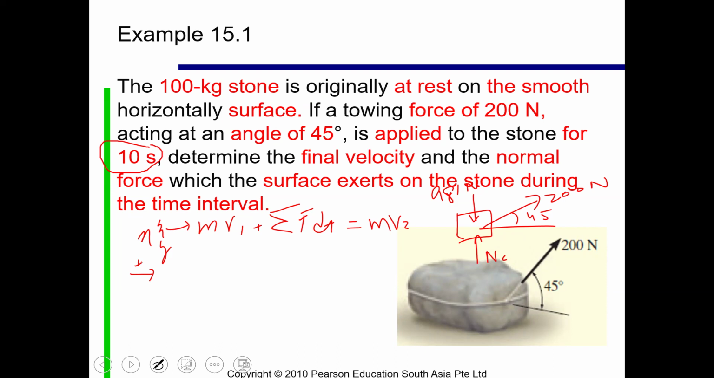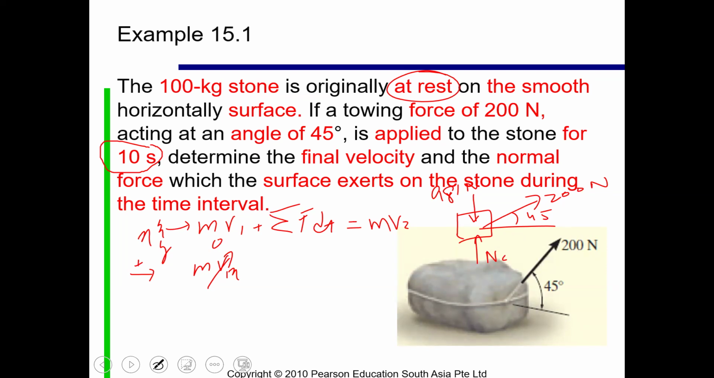What is the initial momentum term here for this problem? The 100 kg stone is originally at rest. So what should be V1x? What is the initial velocity? 0. mV1x should be 0 because it's starting from rest, right? Then, in the x direction, how many forces in the free body diagram are present in the x direction?